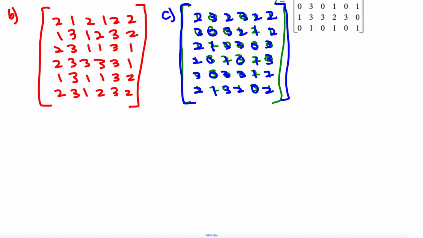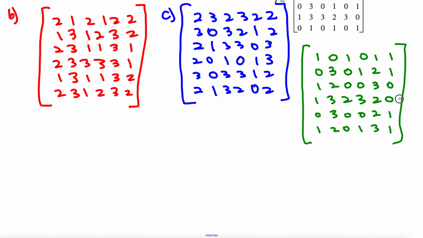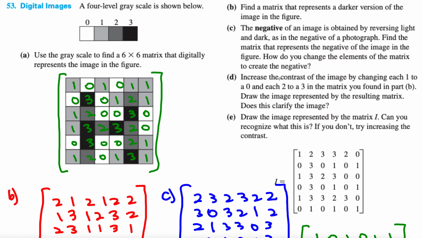So what I have done, as you can tell, is I simply looked at these numbers and made it to be 3. So if I have 1 turned into 2 by simply subtracting, 3 minus 1, that's basically what I have done. Now, D is to increase the contrast. 1 becomes 0 and then 2 becomes 3.